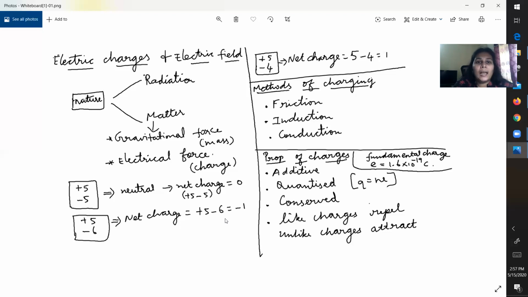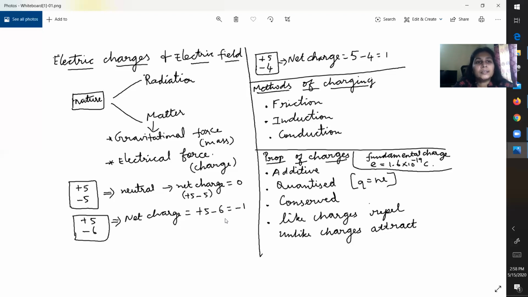Then the third important property is charge conservation, right? Suppose a body has some charge, I cannot destroy that charge, but what I can do is only transfer the charge from that body to another body. So we can never create a charge or destroy a charge, but what is possible, we can only transfer it from one body to another body.